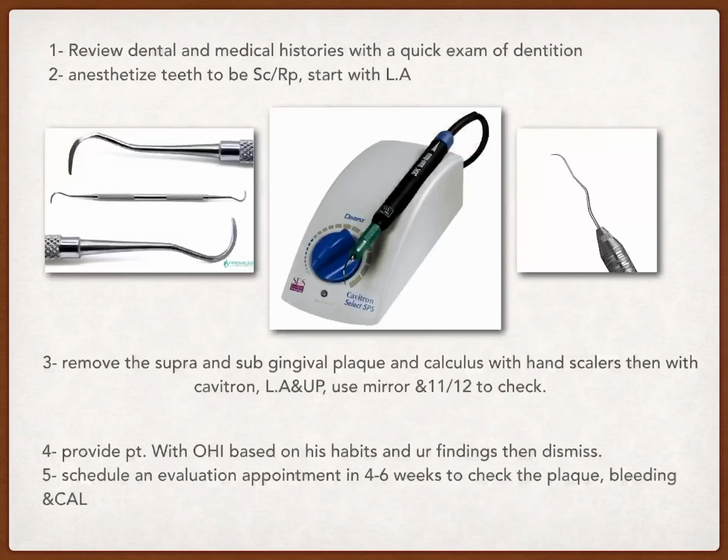Step number 1 is to take the dental and medical histories from the patient with a quick exam of the dentition. In this situation, I want to concentrate on two diseases, which are uncontrolled diabetes mellitus or uncontrolled blood disease, for example, hemophilia or uncontrolled hypertension, because these diseases will lead to some bleeding problems and healing problems.